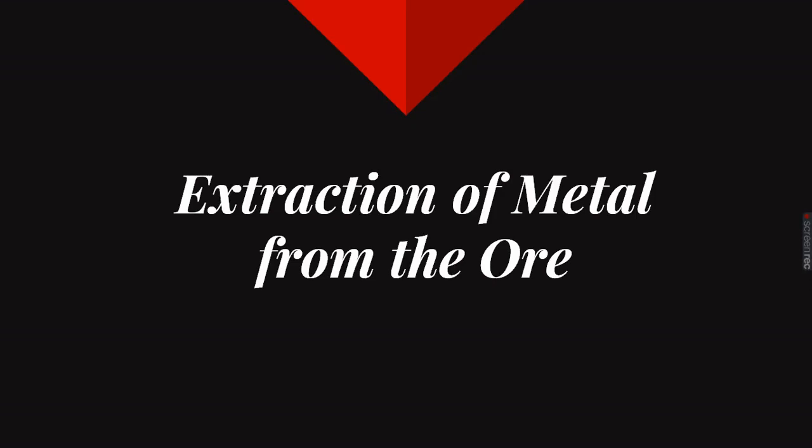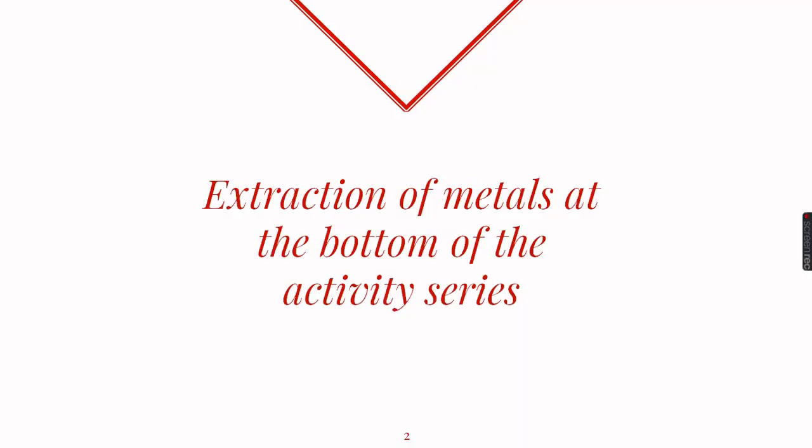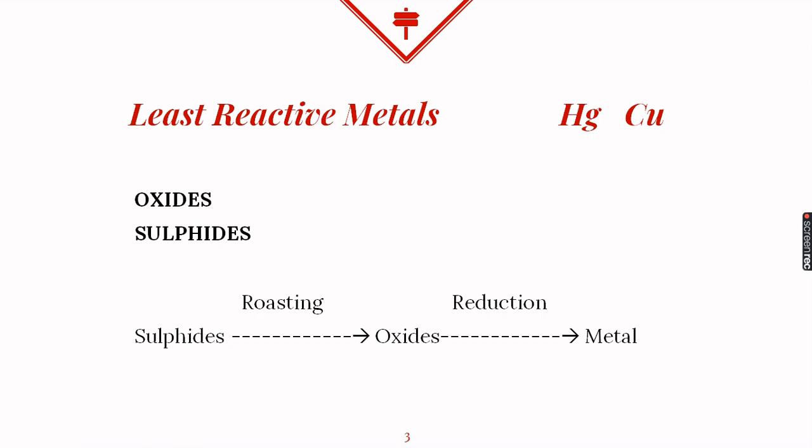Second step of metallurgy is extraction of metal from the ore. We know that metals of different reactivity are extracted in different ways. So we will start with the metals which are present at the bottom of the activity series. Now these metals are least reactive metals like mercury and copper.